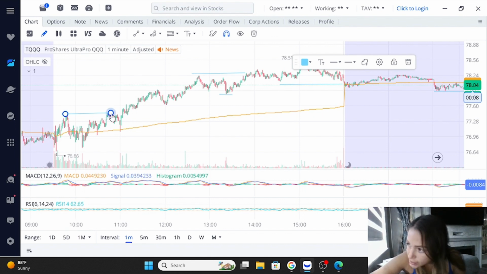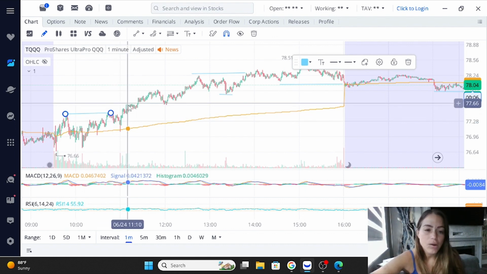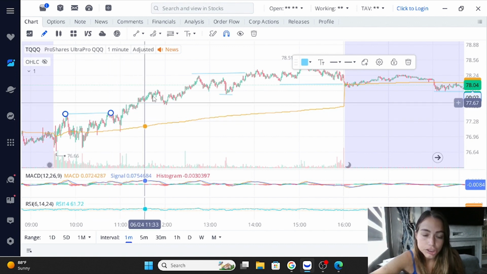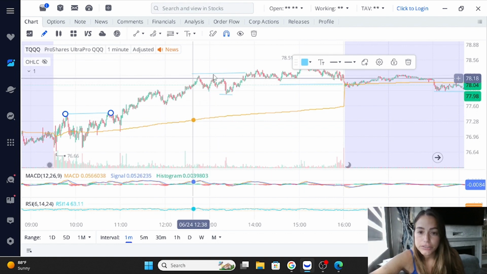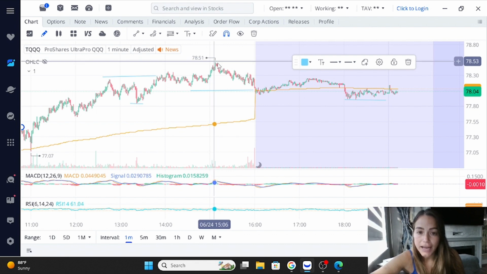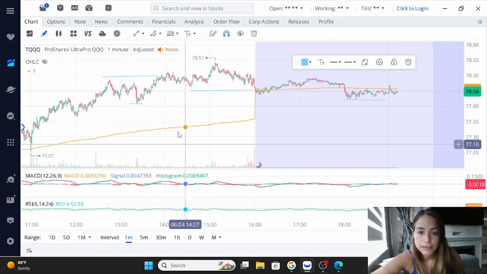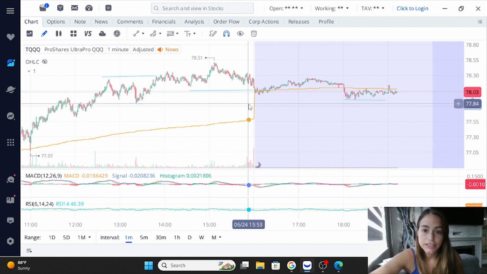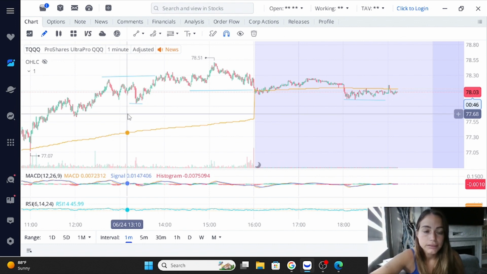So here's the resistance, and then once it breaks that resistance, you see it push through, and there it goes. Here's the resistance, a different resistance. This is your obviously highest resistance for the day. Let's zoom out and see if it's actually the highest resistance for the day. Alright.